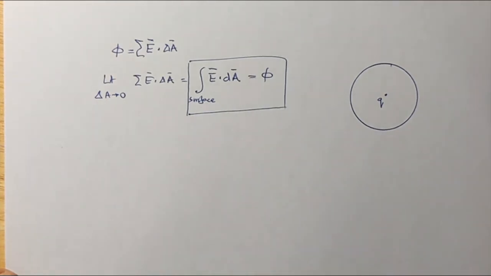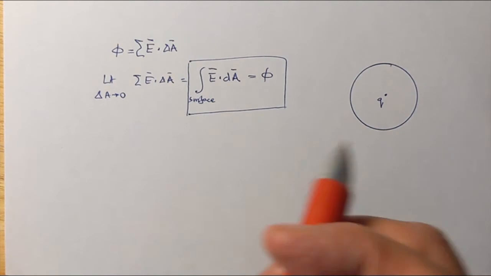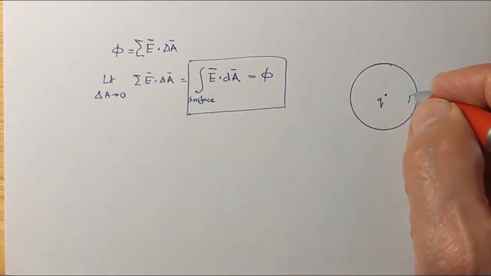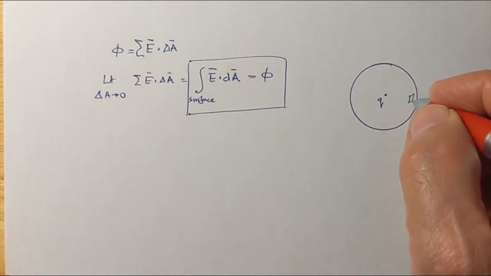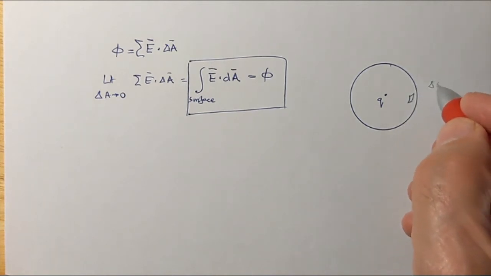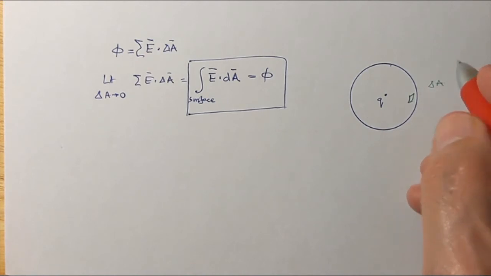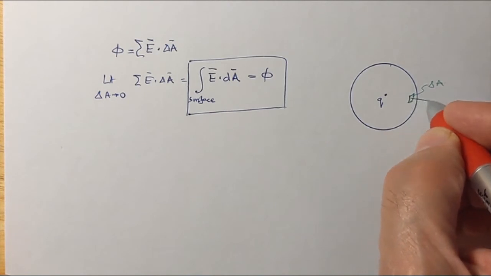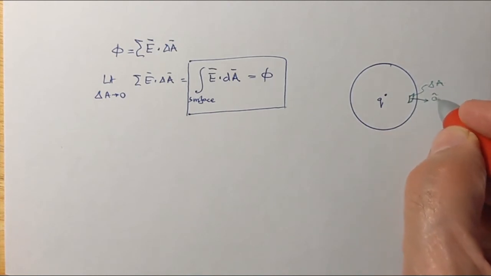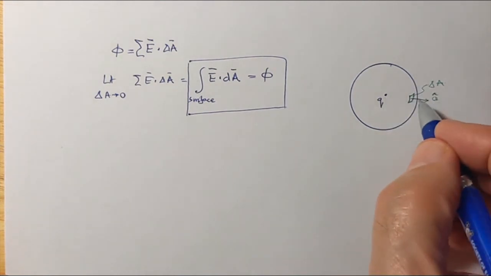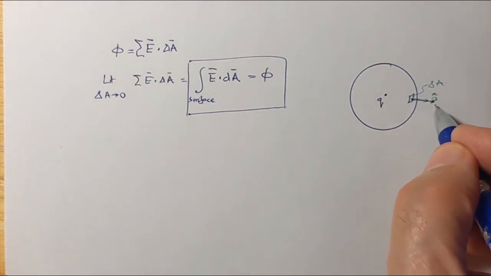Now in order to try to solve this integral, we can take a little element of area here. That's a little piece of area on this surface. That is our delta A. And that's the direction of delta A. And the electric field here is going to be E.